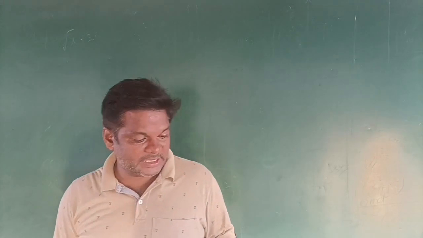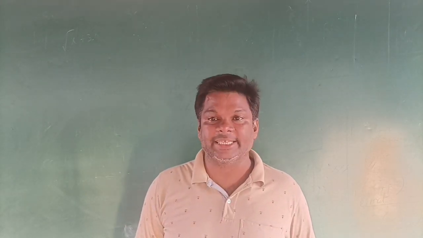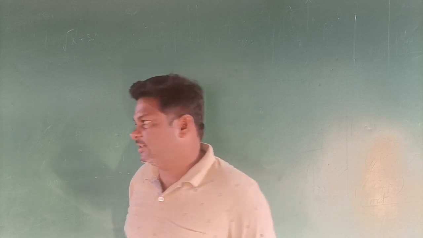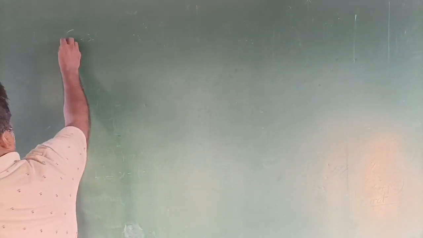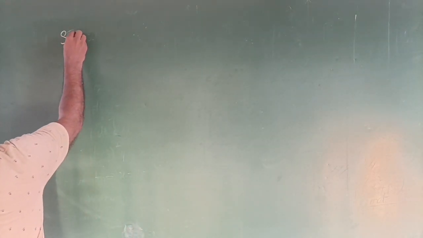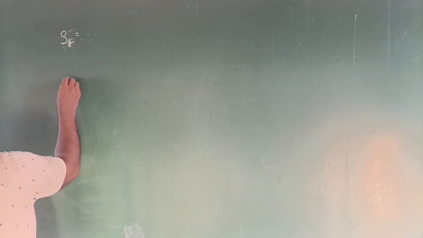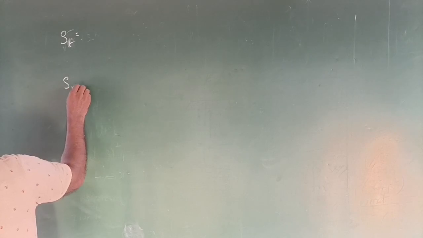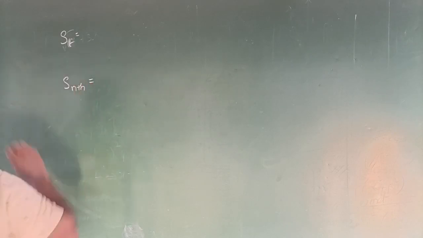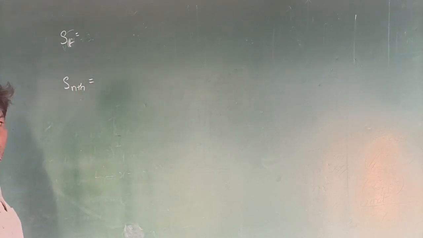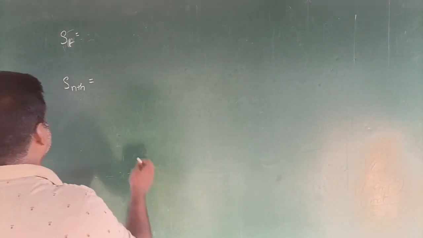Look, our next problem. Moving with uniform acceleration, a body covers 150 meters during 10 seconds. S10, or S_t and S_nth second: what is the difference between these two? There is a big difference between these two.